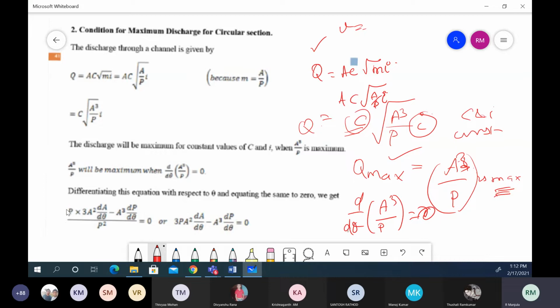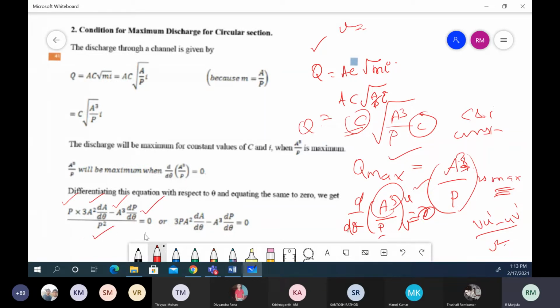Okay. Now we will be getting this A cube by P, because you are going to differentiate this. Differentiating U by V, we get V into U dash minus U into V dash divided by V square. So here P into 3A square into dA by d theta minus U into A cube into dP by d theta, divided by P square. P square is nothing but your V.